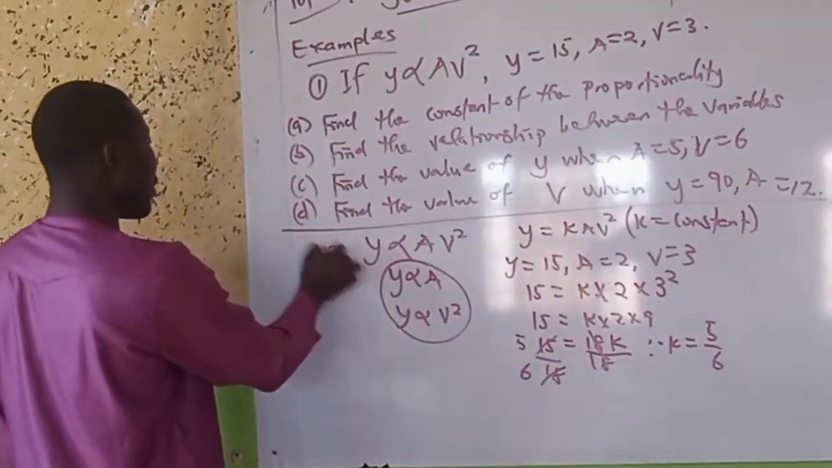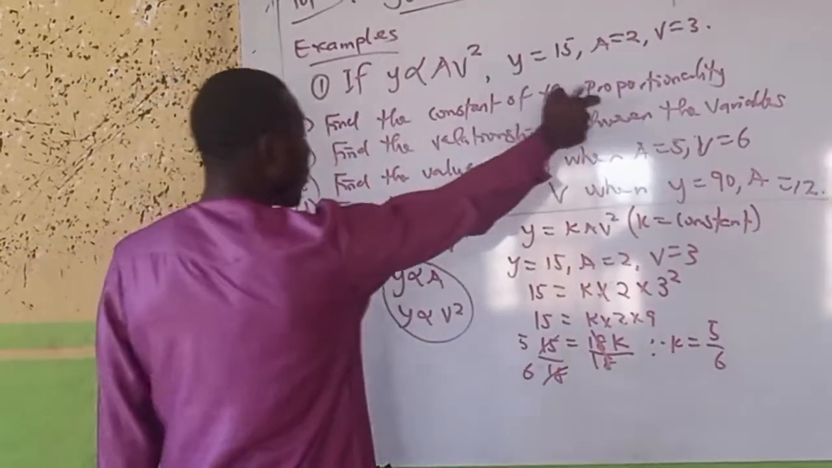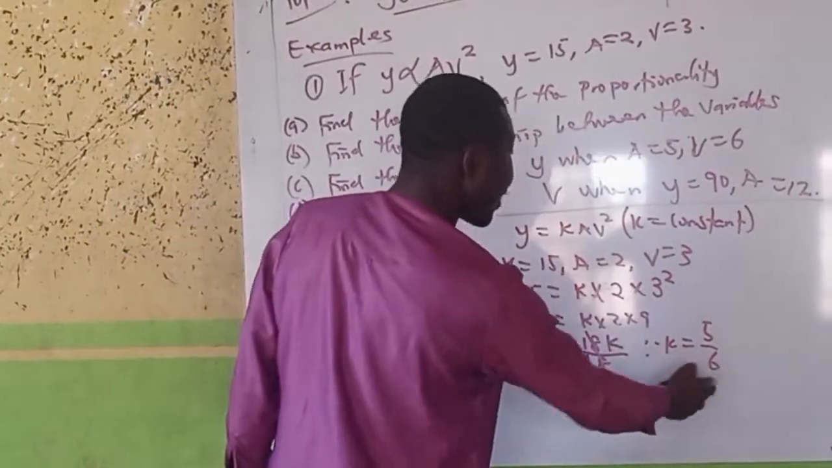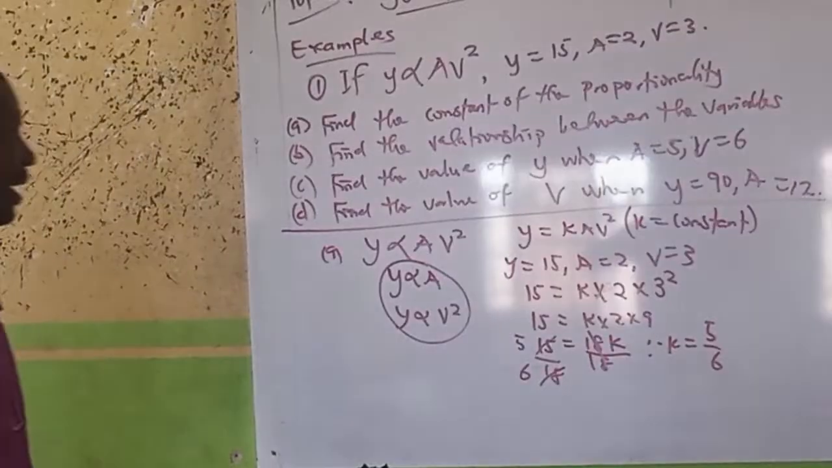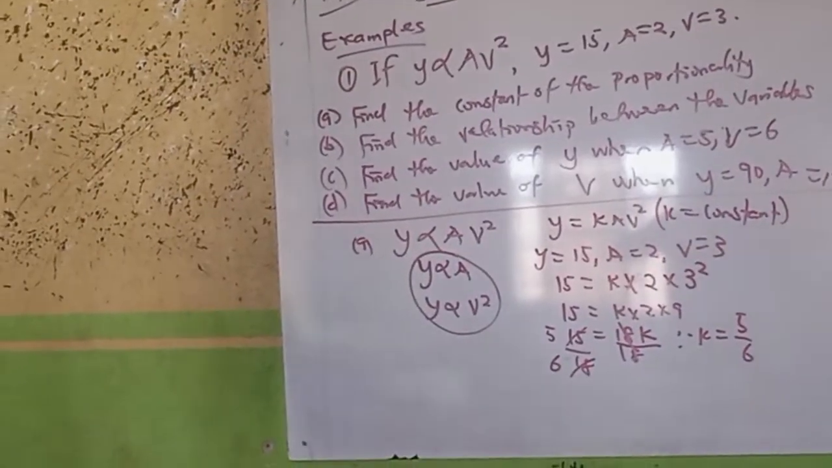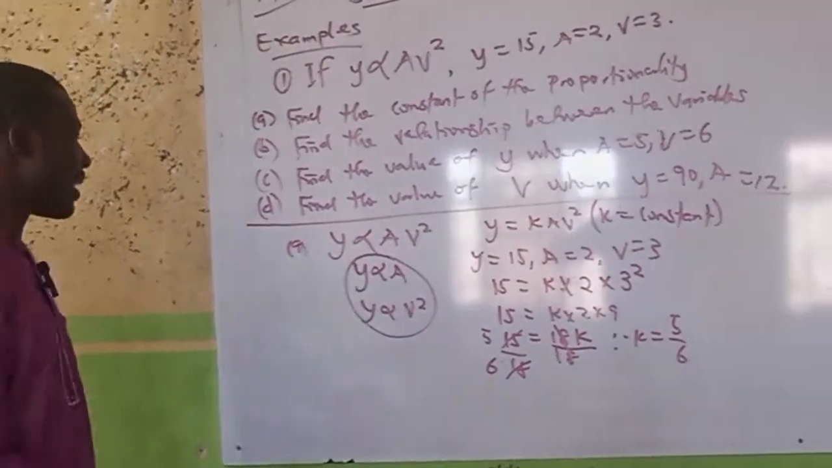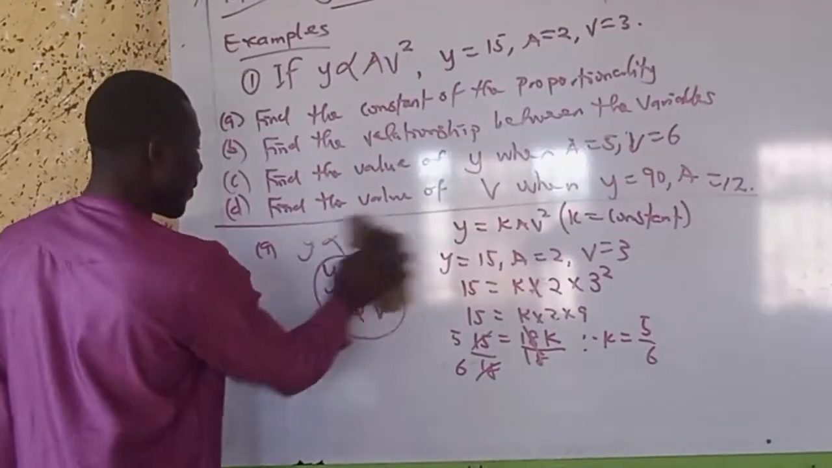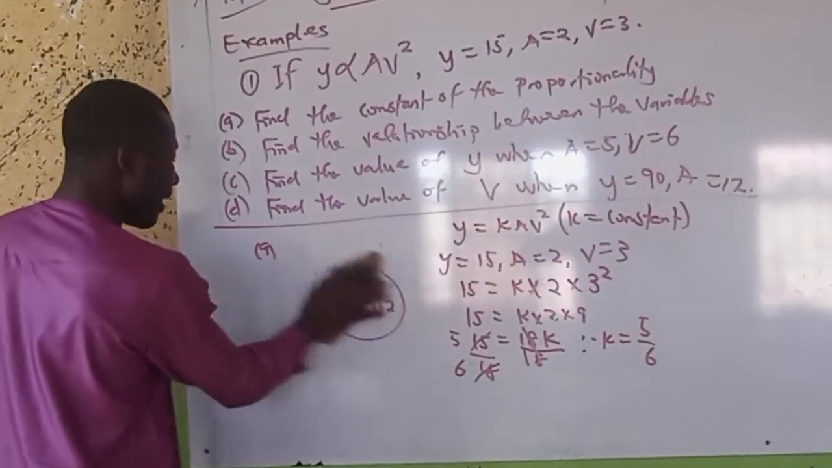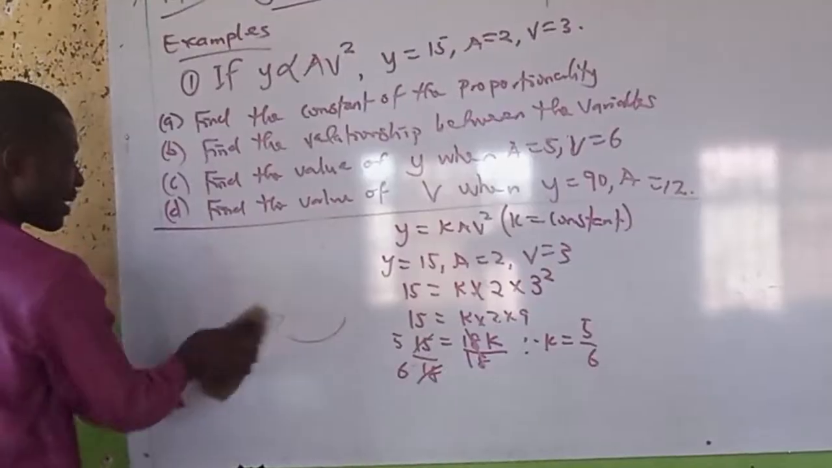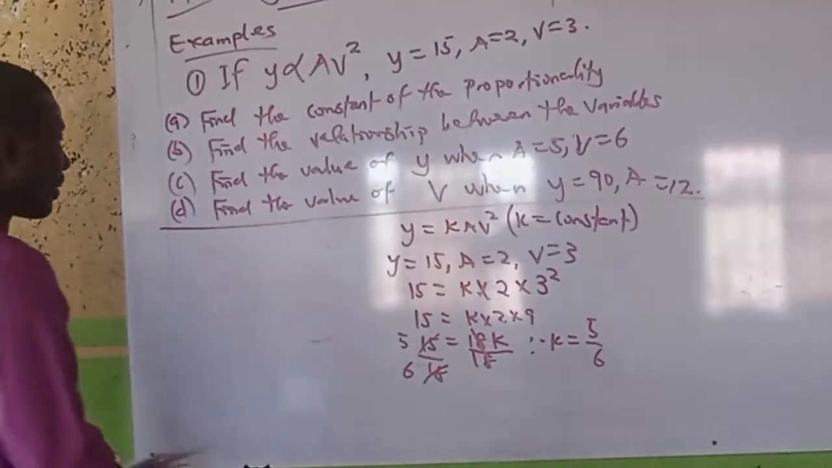According to this question, the first part is that we should find the constant of proportionality. This is the constant of proportionality. Let's take the second question. As time goes on, we'll be making reference to this constant of proportionality.